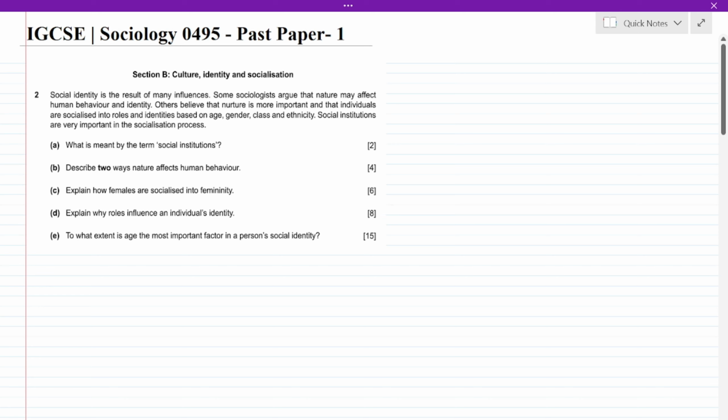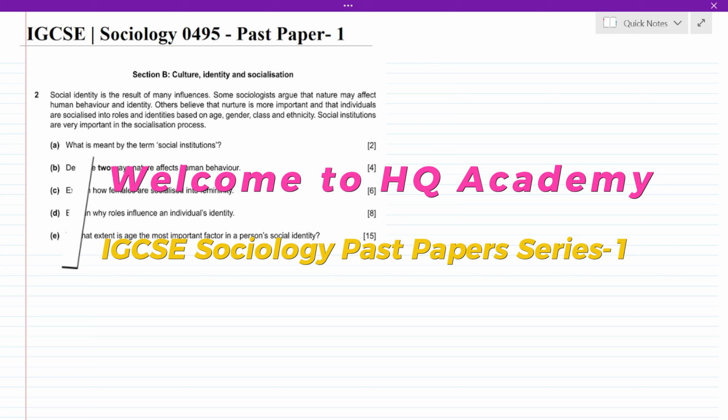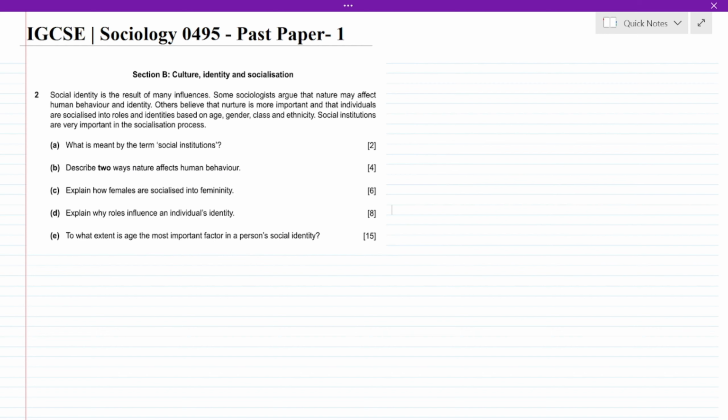Let's come on to the last part of section B. To what extent is age the most important factor in a person's social identity? I'm not going to write the format because we already explained the 15 marks question format in section A. I will add the link on the top of your screen that you can click to see what the actual format is all about. But still, I am just going to explain the things.